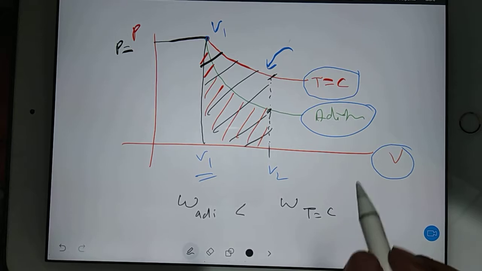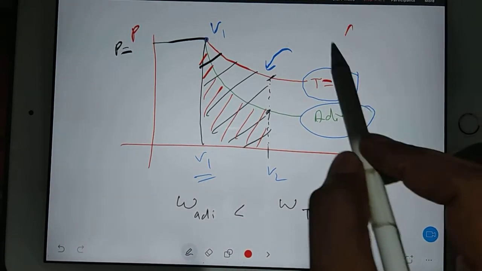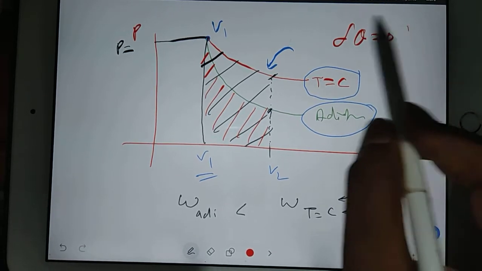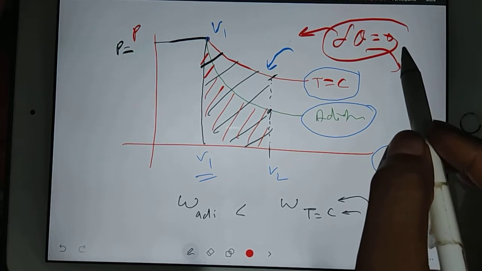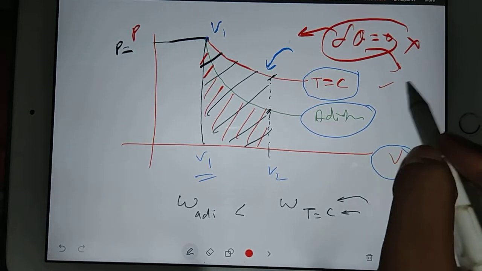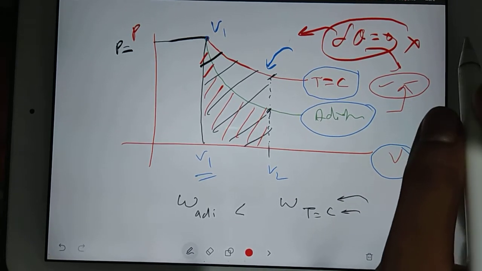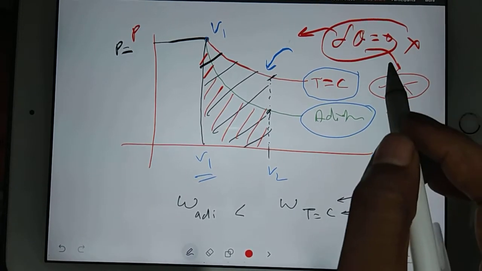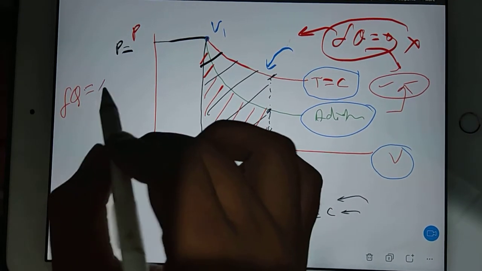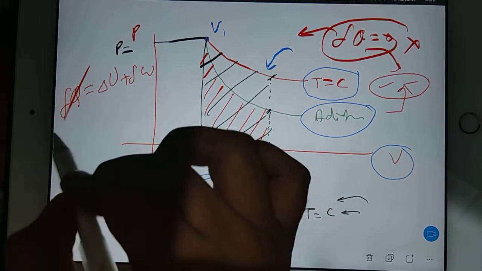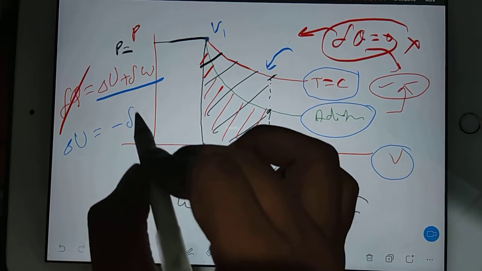Okay, so in case of adiabatic, the very strong line, heat transfer is 0. Heat will not enter the system, heat will not come out from the system. Heat transfer is 0. Input and outgoing, everything is 0. So if heat transfer is 0, then what about your first law? Your first law, del Q is equal to dU plus del W. This part is 0. What about this part? So del U is nothing but minus del W.